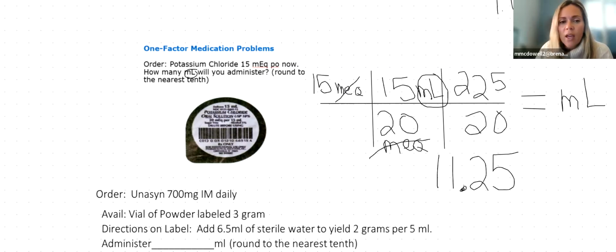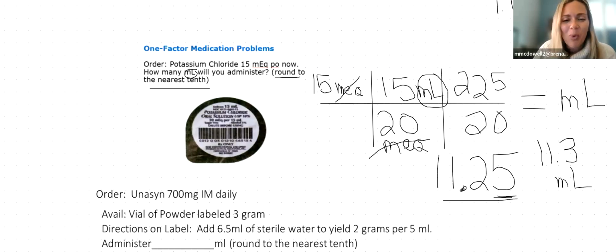11.25 milliliters. Now, if we go back, it says we need to round to the nearest tenth. So with this one, because this digit is greater than 5, it's going to be 11.3 milliliters is our answer. Okay, so hopefully that's pretty clear. Let's do one more just to make sure that you're feeling super confident.